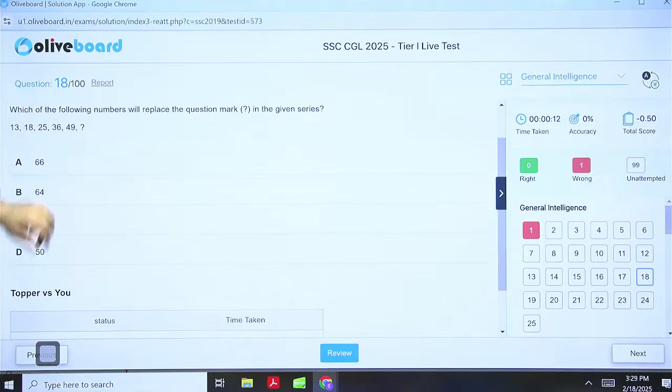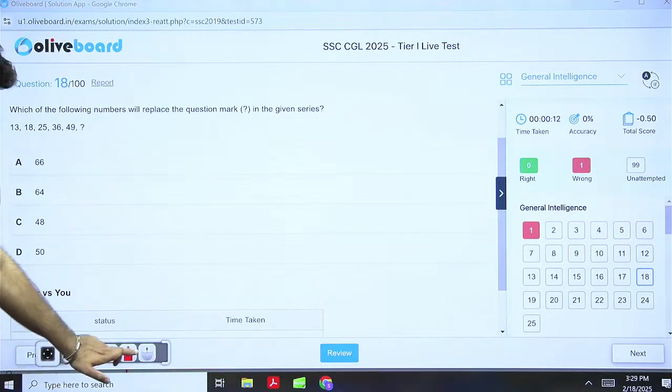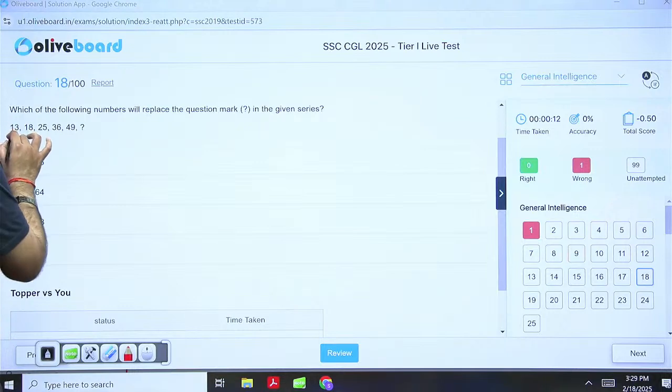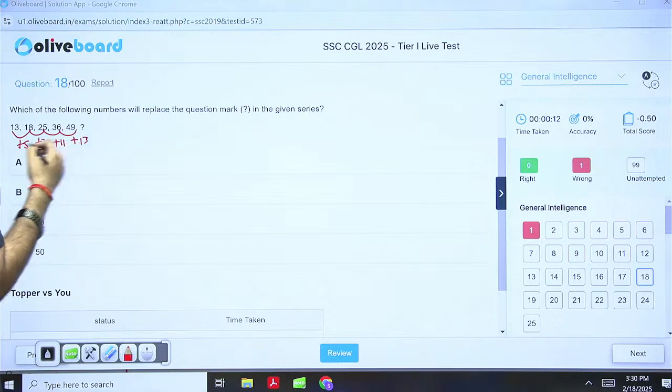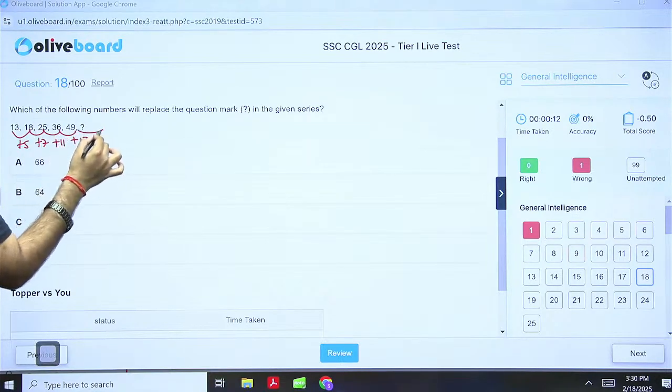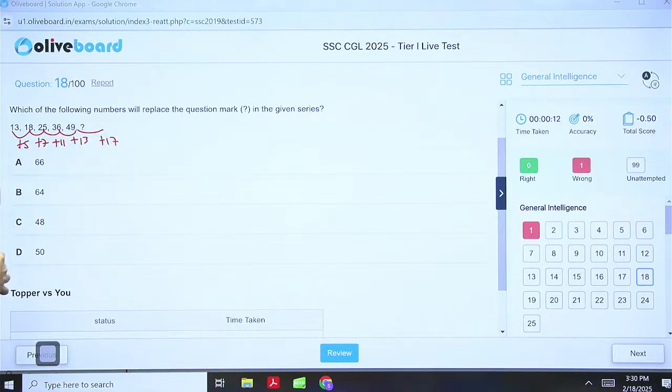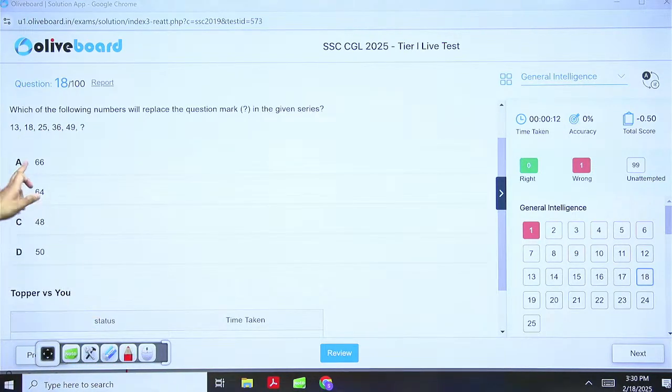Which of the following numbers will replace the question mark in the given series? Extremely easy question. Prime number based movement. Just look at the difference. 13 to 18 is plus 5. 18 to 25 is plus 7. 25 to 36 is plus 11. 36 to 49 is plus 13. Now, what is the next one? So, next one has to be 17. So, if you add 17 to 49, you will get 66 as your correct answer. Option A is the right one.